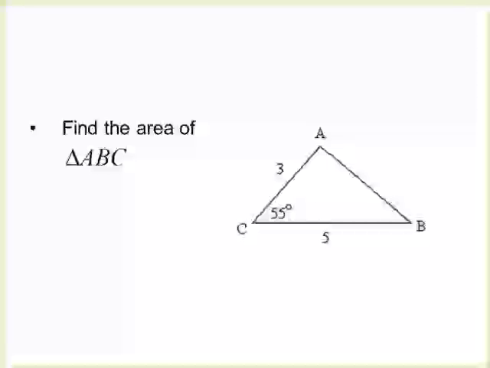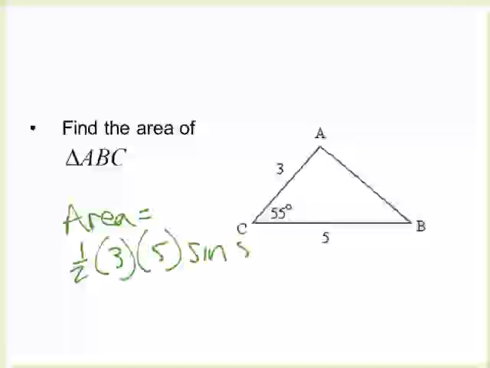So what we can do is say that area is equal to 1/2 side times side times sine of angle. We just type that all straight into the calculator. And what do we get for our area? Right about 6.1.